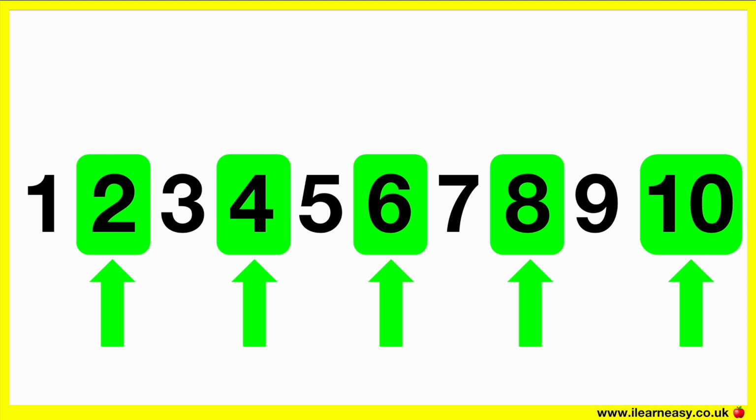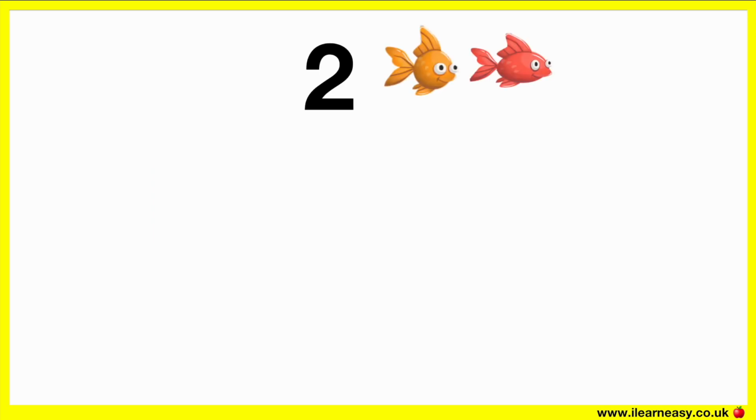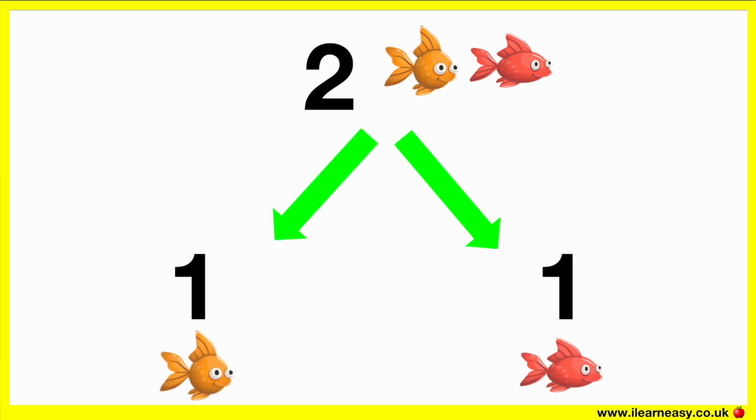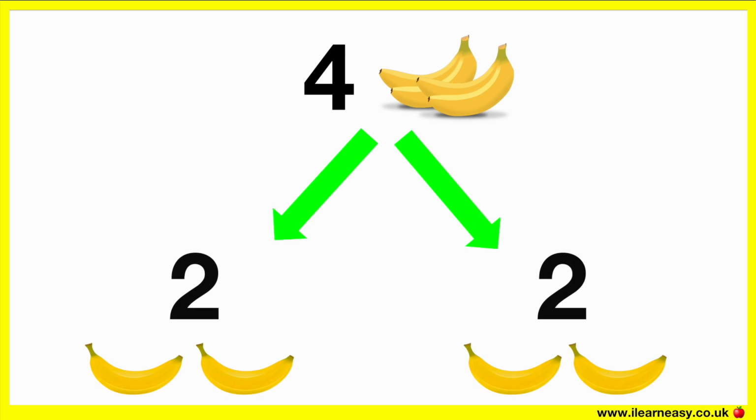First, let's look at even numbers. The even numbers are 2, 4, 6, 8, and 10. An even number is a number that can be split into two equal parts. For example, the even number 2 can be split into 1 and 1. These are equal parts. They're both the same. The even number 4 can be split into 2 and 2. These are equal parts. They're both the same.